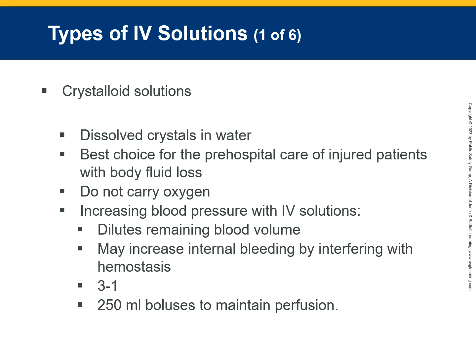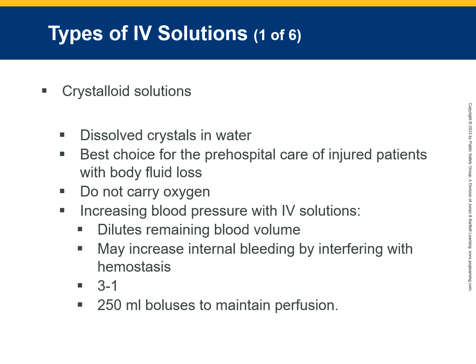Crystalloid solutions have dissolved crystals in water. They contain compounds that are quickly dissociated in the solution. They are the best choice of pre-hospital care of injured patients with body fluid loss. They have a 3-to-1 replacement rule. 3 milliliters of isotonic solution is needed to replace 1 milliliter of blood.